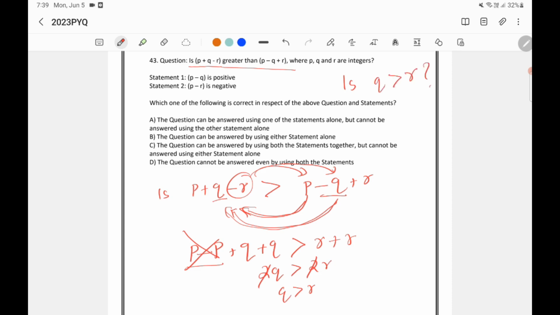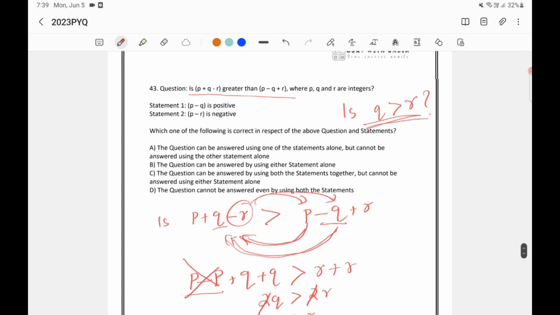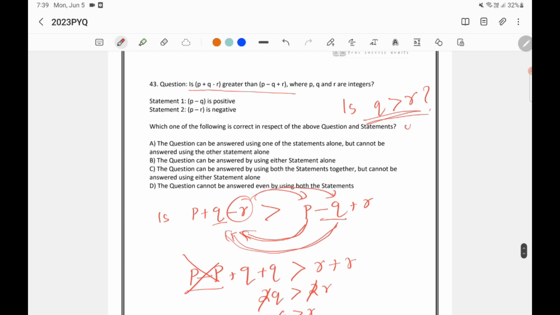This is our question right now. Okay, so we have to answer whether Q is greater than R. And one more thing that you need to remember here is that it's a yes or no question. It's only asking is Q greater than R. So even if Q is not greater than R also, you can answer the question, right? We can say no.